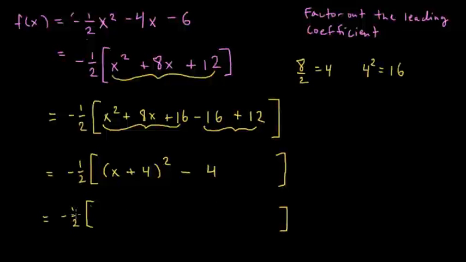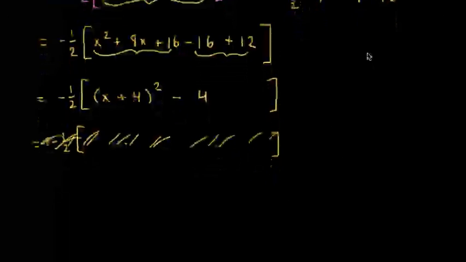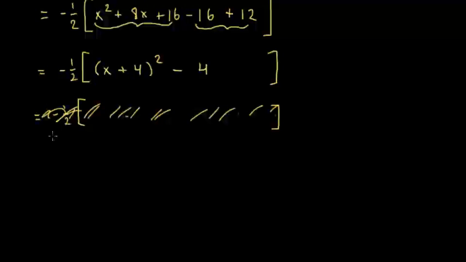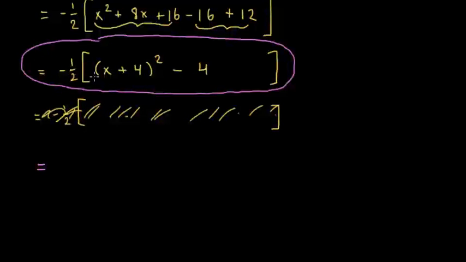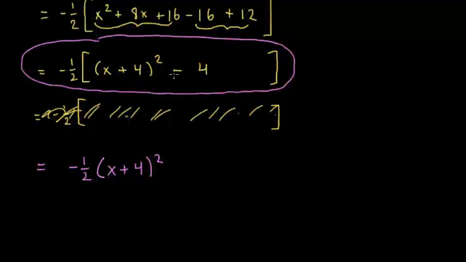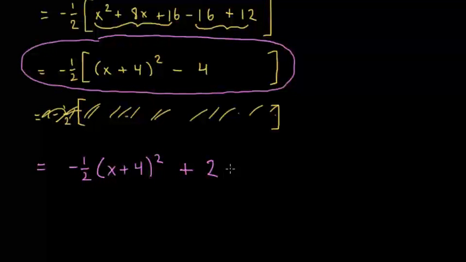And it looks like I've got a redundant line. But you know what? Who cares? It's better to have too much information than too little. Let me just scratch that out, and I'll move down below to write my final line in. So I've got this equation here, and the last step is to multiply that negative 1/2 by each of these terms. So negative 1/2 times the quantity x plus 4 squared, and negative 1/2 times negative 4, which is plus 2.